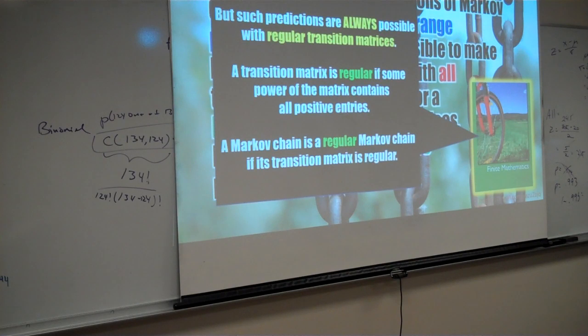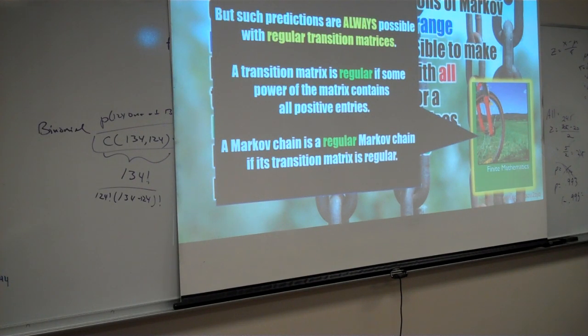But here's the deal. It doesn't necessarily mean P has no zeros in it. It means some power of P has no zeros in it. So, if maybe P has zeros in it, but P squared doesn't, or P cubed doesn't, or P to the fourth power doesn't, then it's a regular Markov chain. So a regular transition matrix or a regular Markov chain is one where either P doesn't have any zeros in it, or some power of P doesn't have any zeros in it.